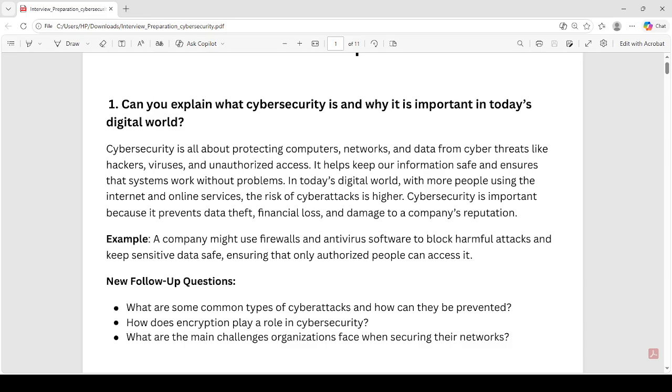Example: a company might use firewall and antivirus software to block harmful attacks and keep sensitive data safe, ensuring that only authorized people can access it.